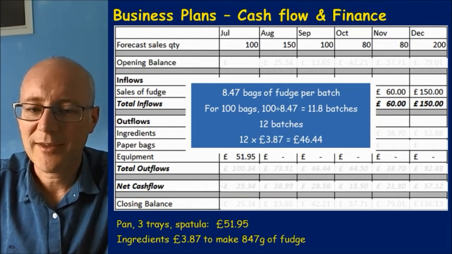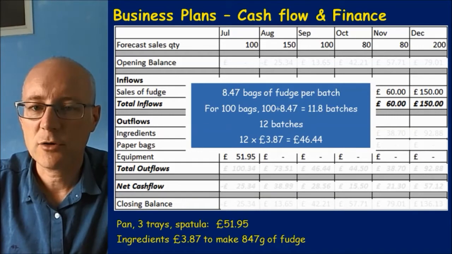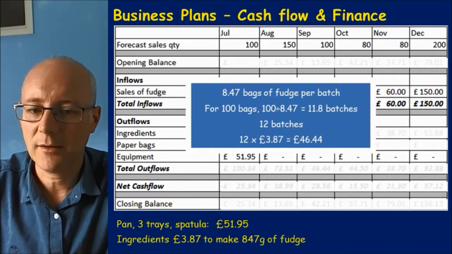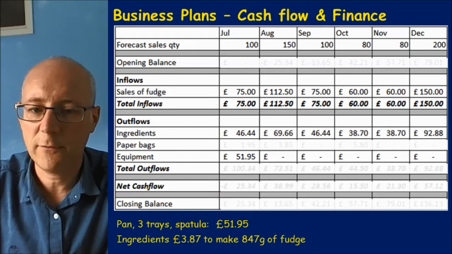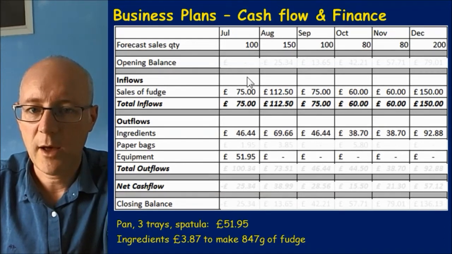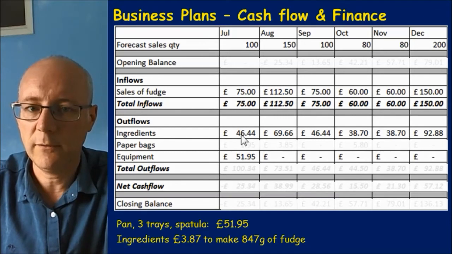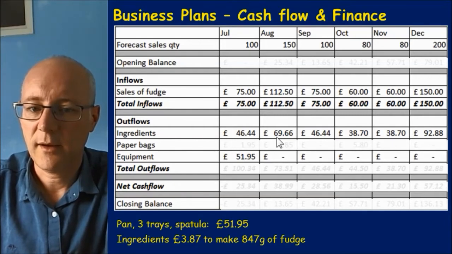And then 12 times that £3.87 figure means that for 100 bags of fudge, that's going to cost me £46.44 to make. Let's put that into the cash flow forecast. So you can see that for July, 100 bags of fudge, ingredients cost 46.44. 150 bags of fudge, that's going to be then 69.66. 100 bags again, 46.44, and then so on, working out for each month my ingredients cost based on how many bags of fudge I'm going to be actually selling that month.